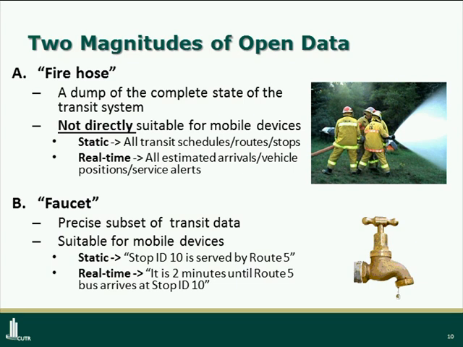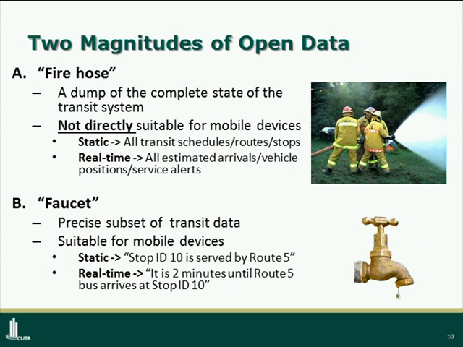The second magnitude of open data is a faucet. This is a very scaled down and precise subset of transit data. This is very suitable for mobile devices, and it typically answers the question for a transit rider, or someone who wants to look at information that's directly relevant to their particular transit trip. Some examples of that for static information: stop ID 10 is served by Route 5. So if they're standing at stop ID 10, they know which routes serve their particular stop.